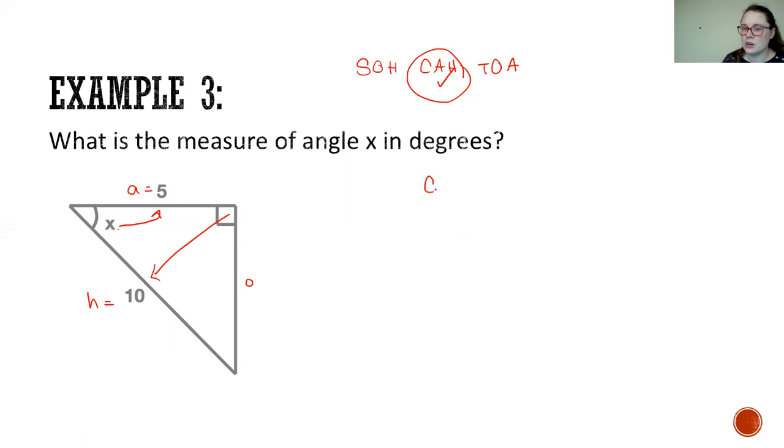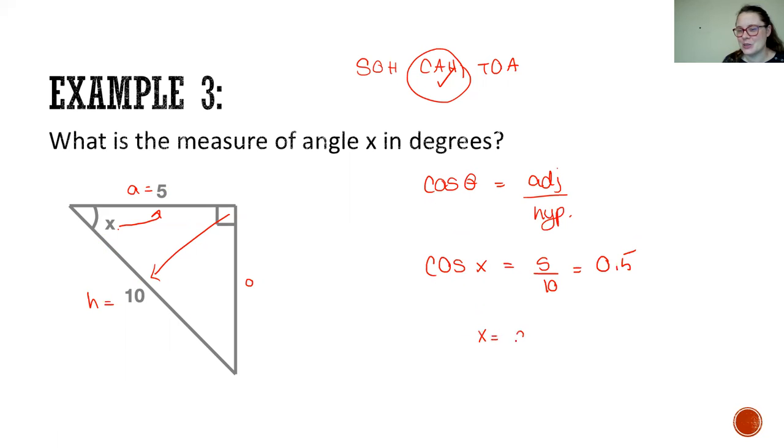So plugging all of that in, cosine of our angle is equal to adjacent, or A, over hypotenuse. Now we put our numbers in. The cosine of x is equal to 5 over 10, which again, beautiful 0.5. The next one will make you have to keep some extra decimals. Figured we'd make numbers simple to start. So in this case, x is equal to the inverse cosine, because we're looking for the angle, of 0.5, which gives us 60 degrees.